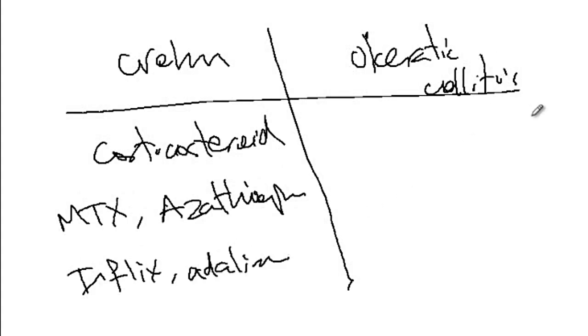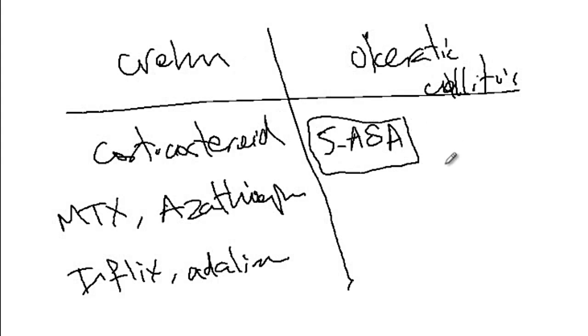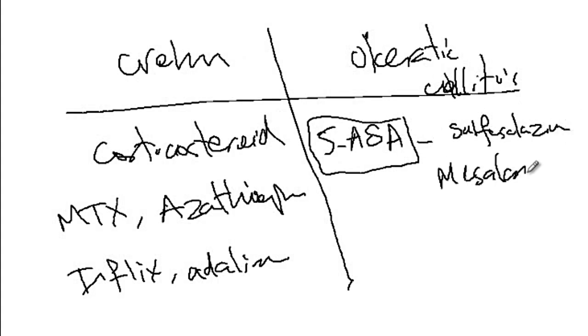For ulcerative colitis, the treatment is slightly different, and it's because the efficiency of some drugs is more with ulcerative colitis compared to Crohn's disease. So instead of corticosteroids, you can use the 5-aminosalicylic acid derivatives, which are the same structure as aspirin. And these medications include sulfasalazine as well as the mesalamine.